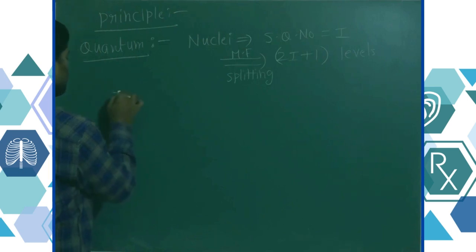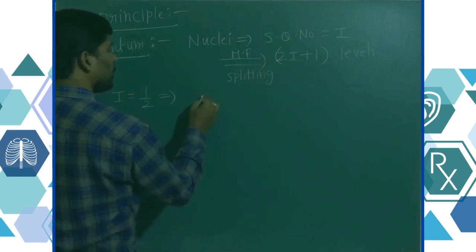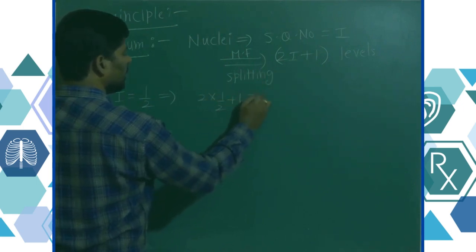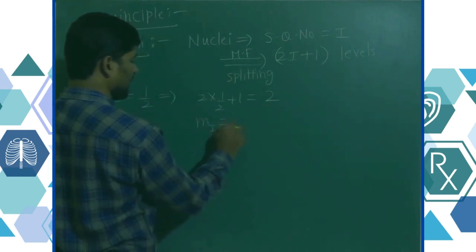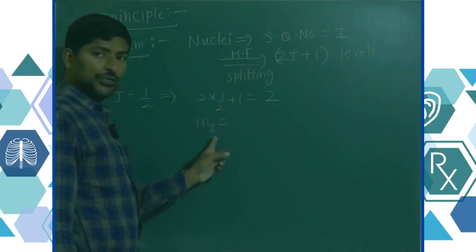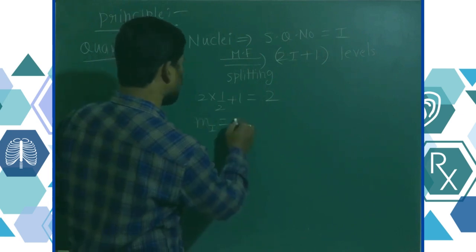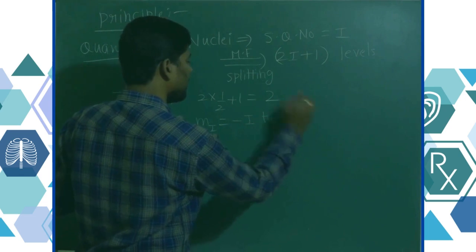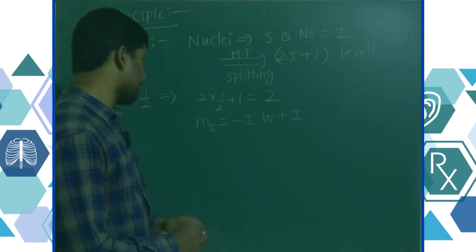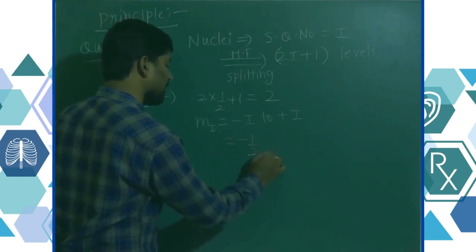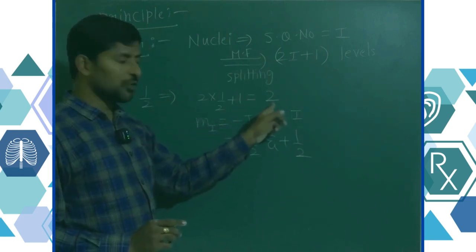For example, I is equal to 1 by 2. How many energy levels will we get? 2 into 1 by 2 plus 1, that is 2 energy levels. Those energy levels are differentiated by MI, the magnetic spin quantum number, in the presence of a magnetic field. The possible MI values are minus I to plus I, including 0, in integer steps. Therefore here we get minus 1 by 2 and plus 1 by 2, so it splits into 2 energy levels.